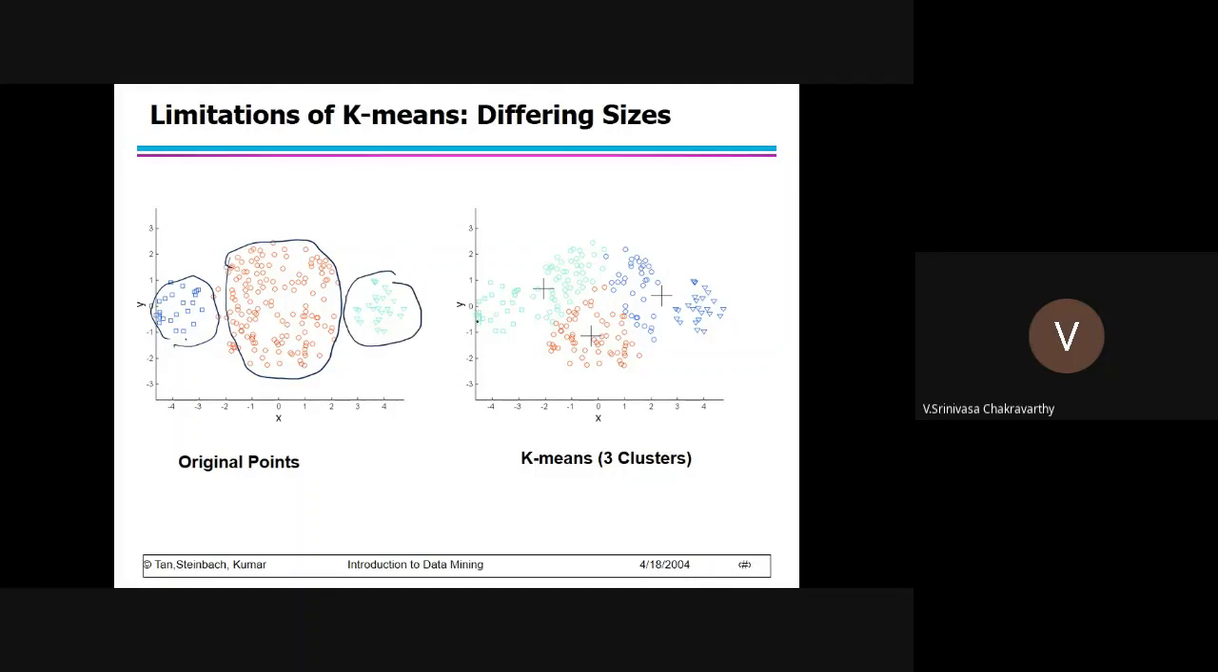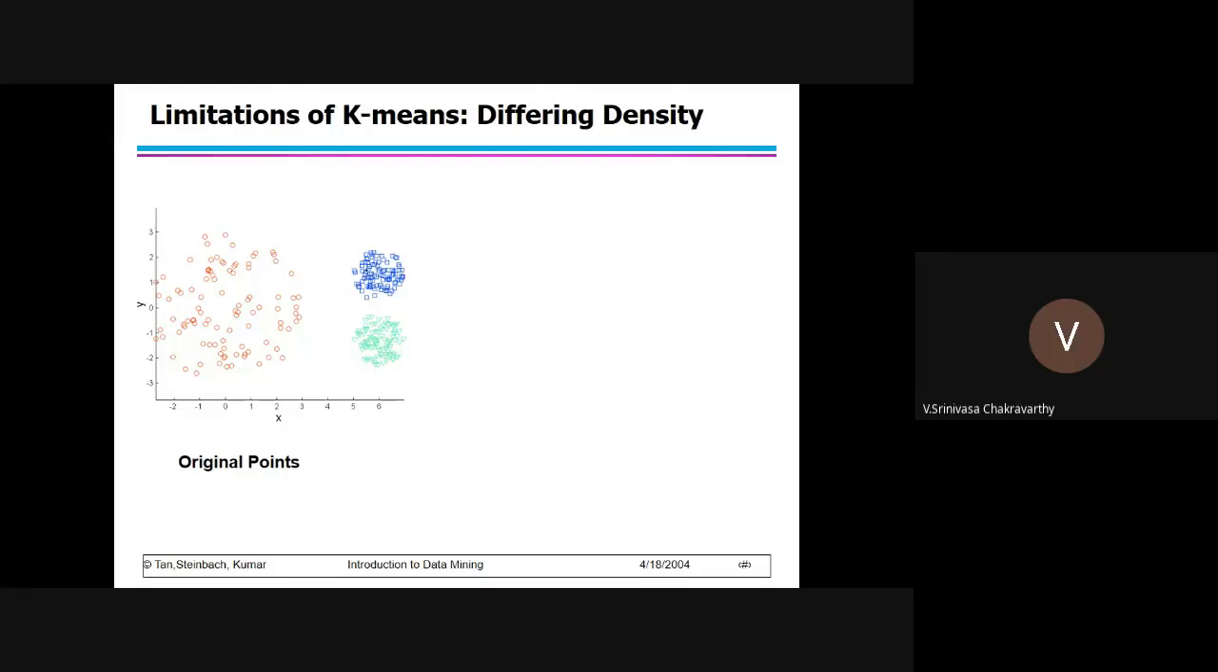So when they divide into three clusters, this centroid has taken a chunk of the brown one in the middle and combined it with the left cluster. The middle cluster has taken a part of the central one, and the right cluster has taken a part of the central one and combined it with the right one. Okay, so those are limitations of k-means.